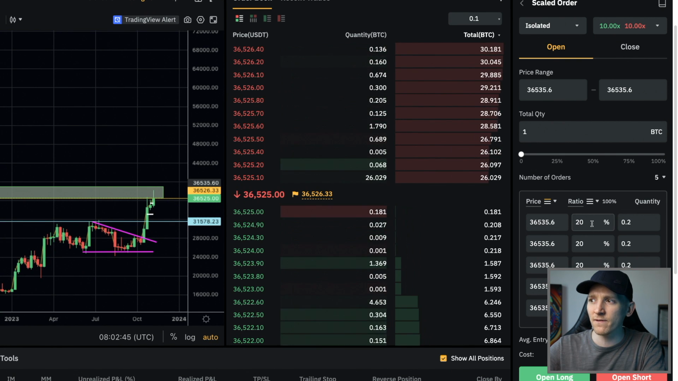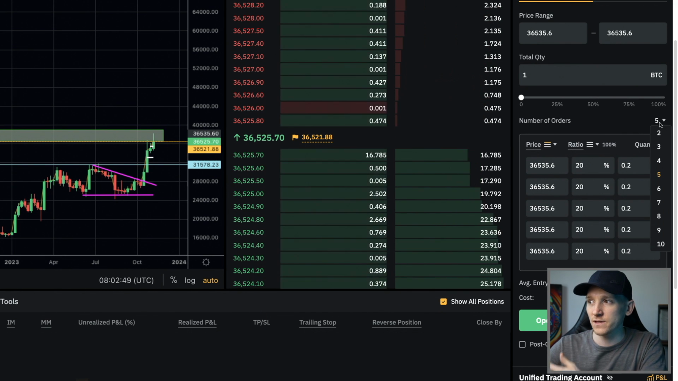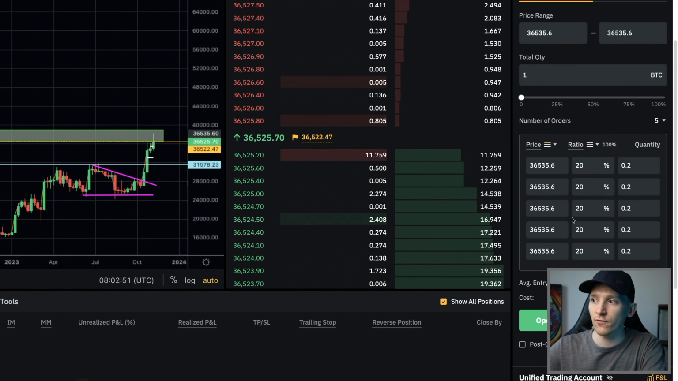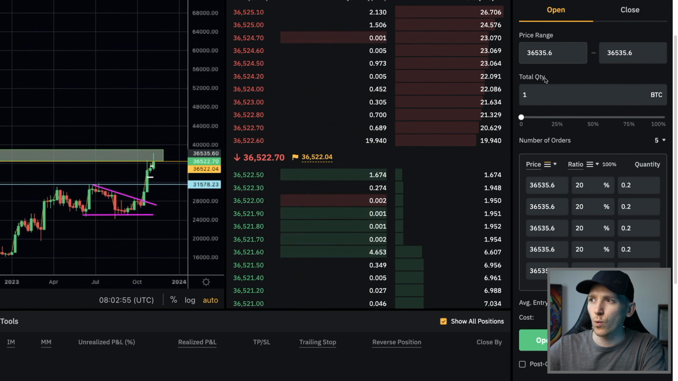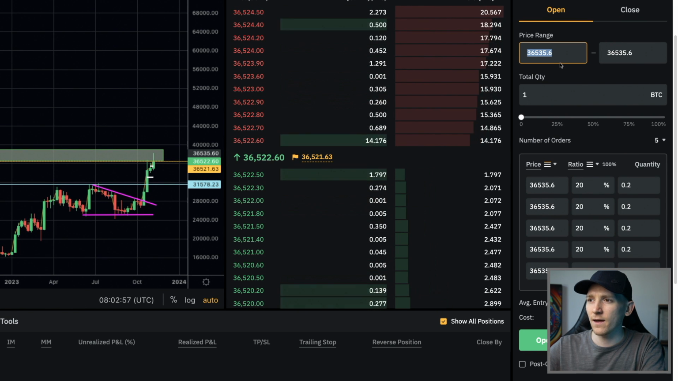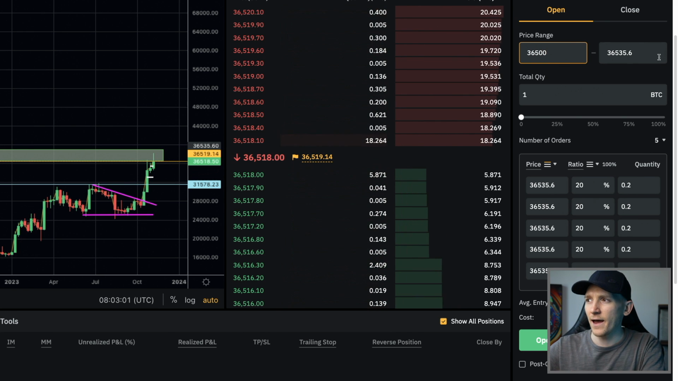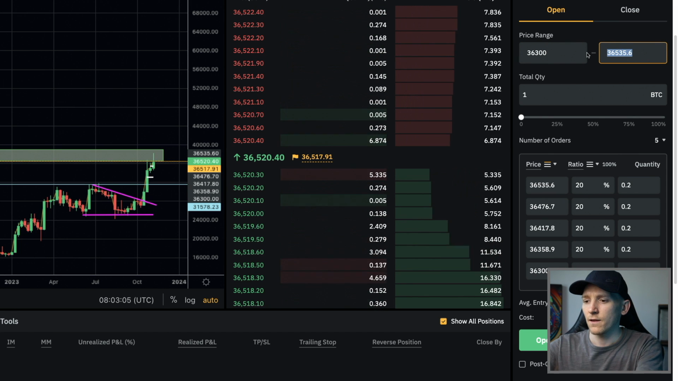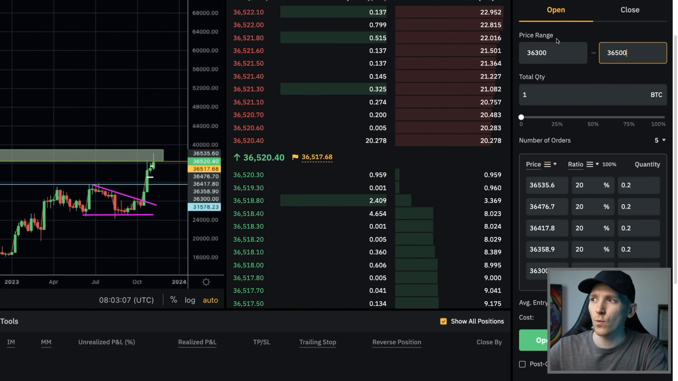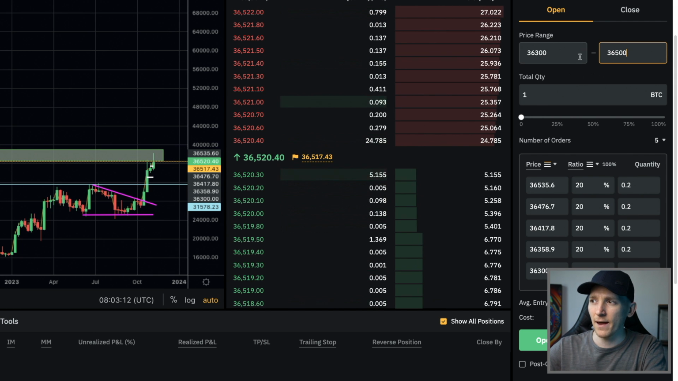So they're 20% of the trade order size each. So each of them is, obviously, 5 orders is 20%, making up 100%. And then you can put them at different prices. So we're going to do a price range of, let's say, 36,300 to the downside, and then 36,500. So we want to scale our bids on the order book between this amount.